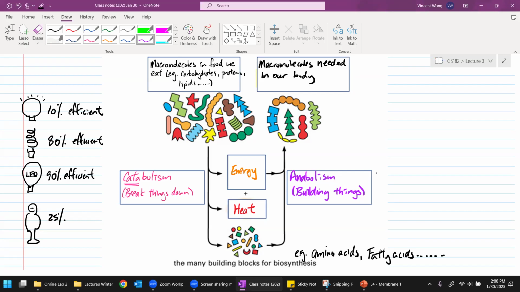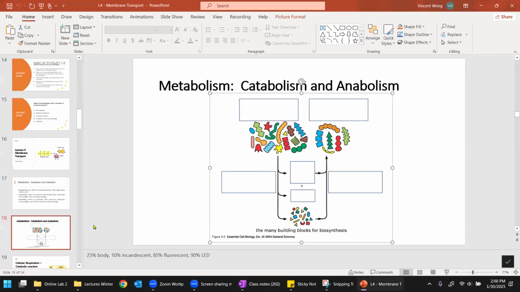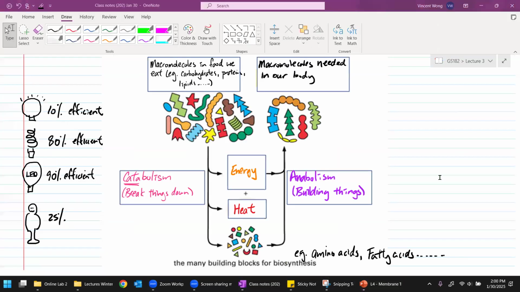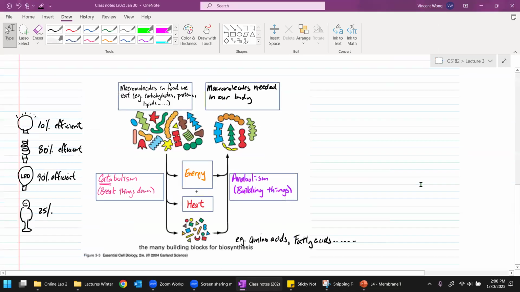Is that okay, everyone? Yeah, go back. So what are these things at the bottom? Yeah, so these are the building blocks, right? Remember proteins are made of amino acids, so now you get the individual amino acids, which you can build with. It's like a Lego set, right? You break it down and then you build whatever you want to build with it.